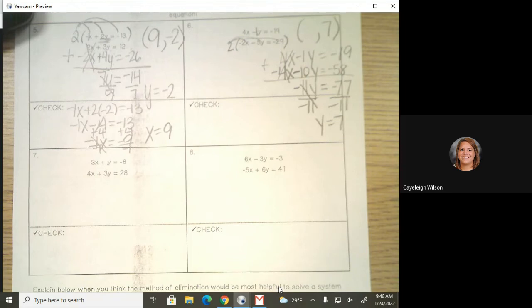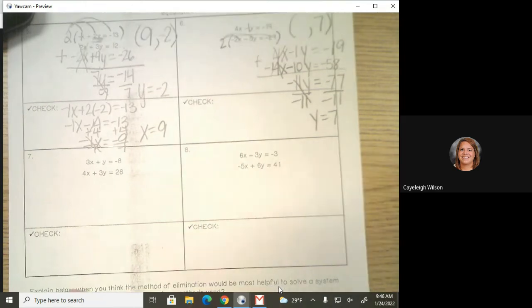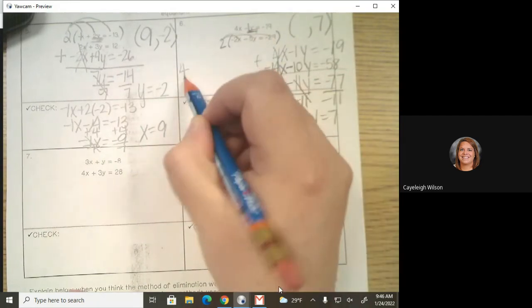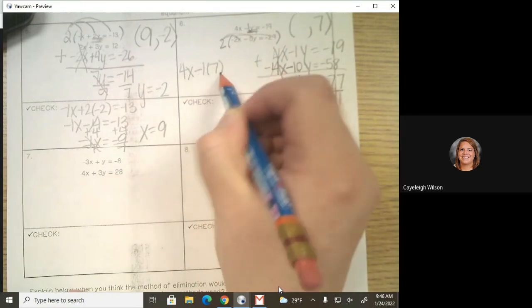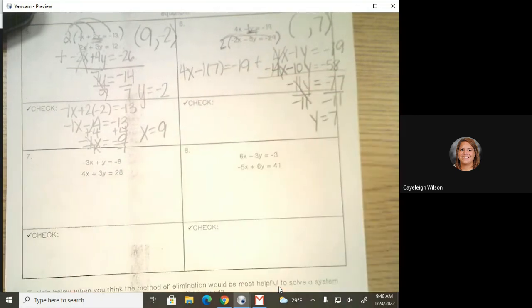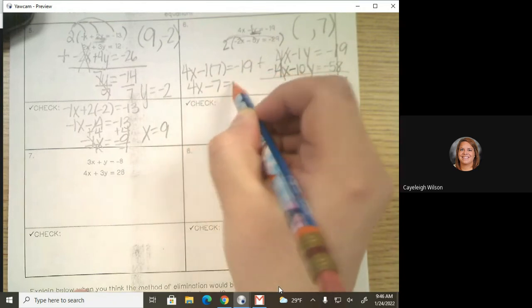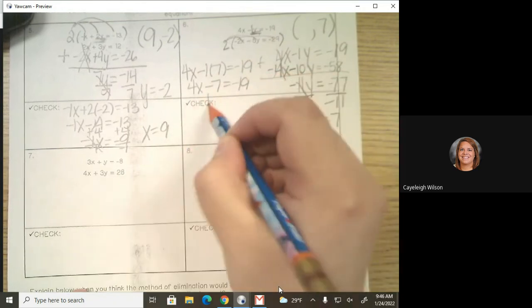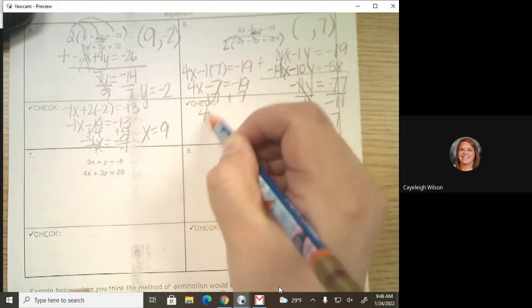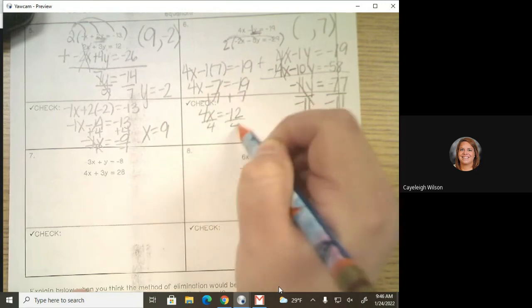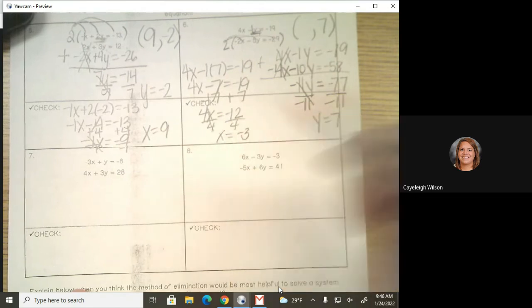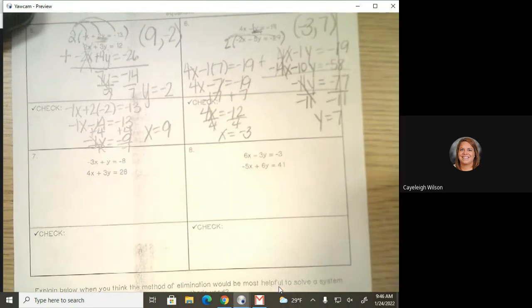All right, now what am I going to do with that 7? Plug it into one of the originals. So I got y is 7, so I'm going to plug it in for y. So 4x minus 1 times 7 equals negative 19. So that's 4x, negative 1 times 7 is negative 7. I'm going to add the 7 and then divide by 4. So I got negative 3, 7.